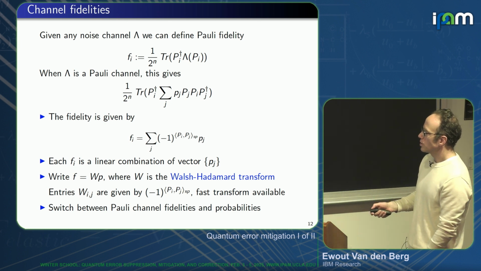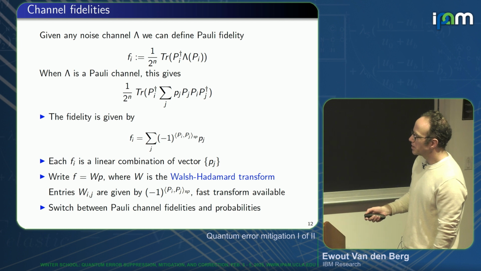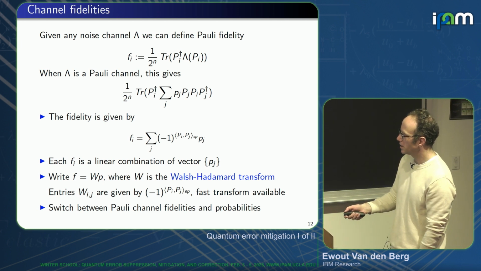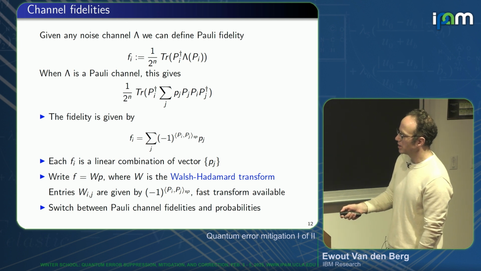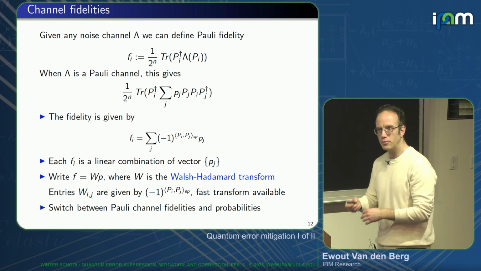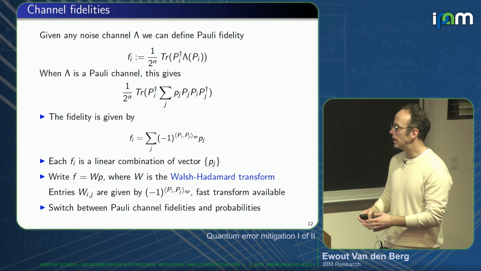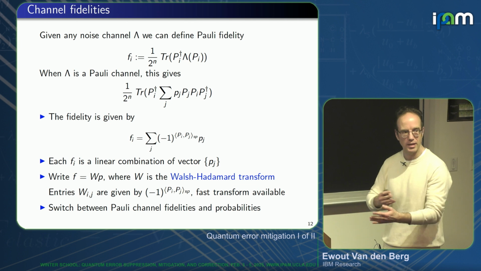So this transformation here just allows us to switch between Pauli channel fidelities and the probabilities. If I give you the fidelities of the channel, you apply the inverse Walsh-Hadamard and you get the probabilities, and so on.